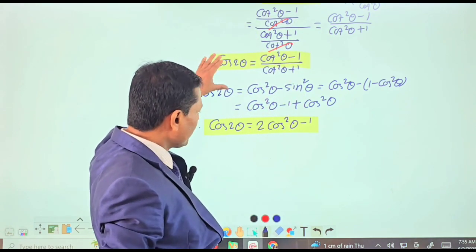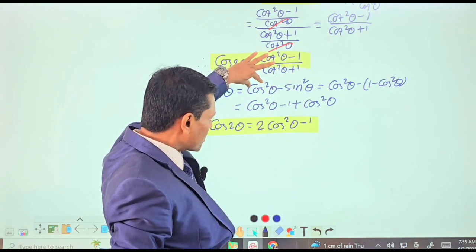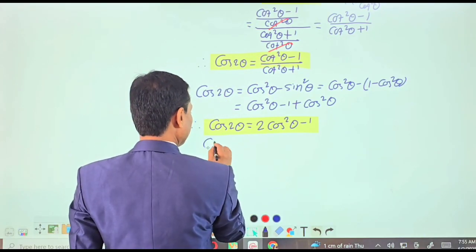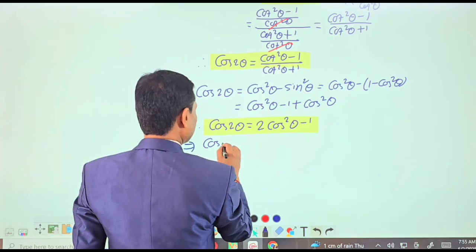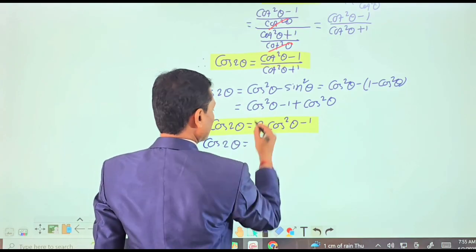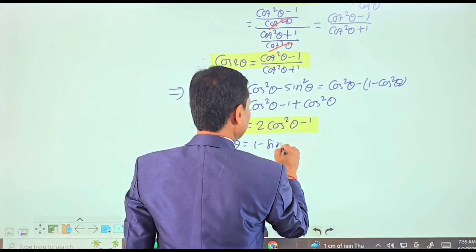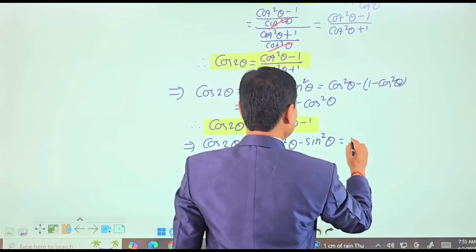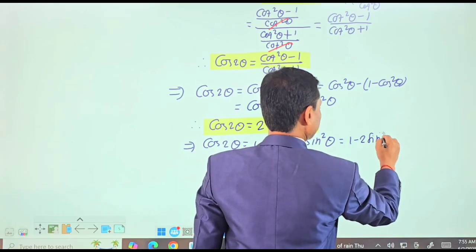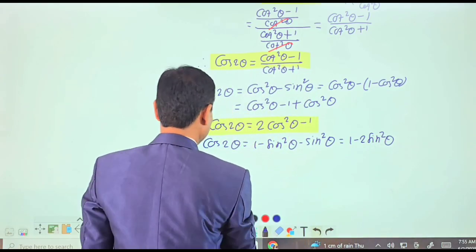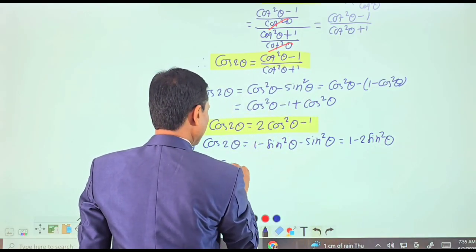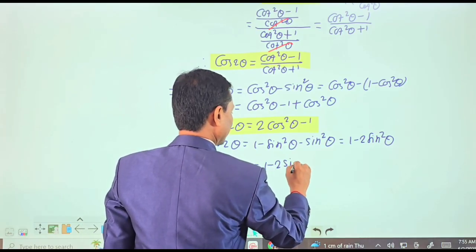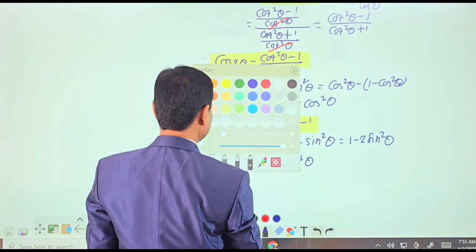Similarly, if we convert cos square theta into sin square theta, then what happens? Have a look here. Cos 2 theta equals, here cos square means 1 minus sin square theta, minus sin square theta. That gives us 1 minus 2 sin square theta, isn't it? So we got another formula of cos 2 theta, that is cos 2 theta equals 1 minus 2 sin square theta, right? That's another formula.